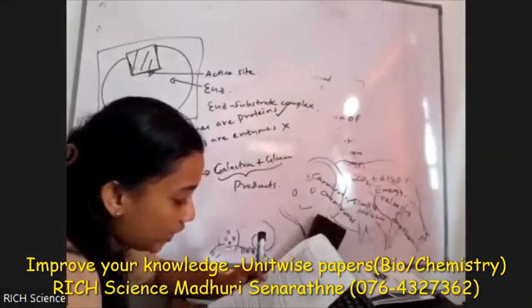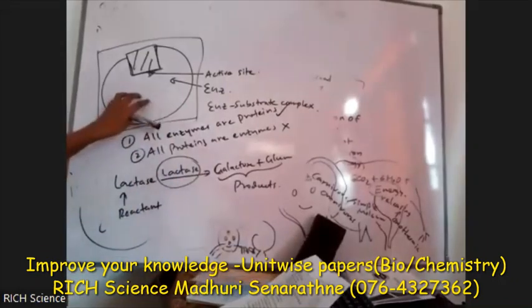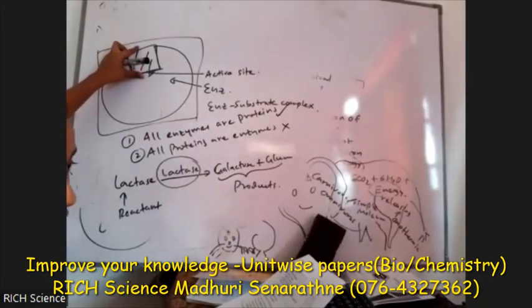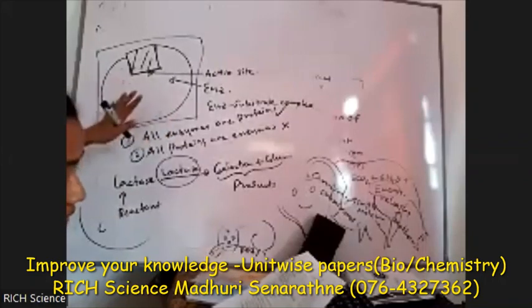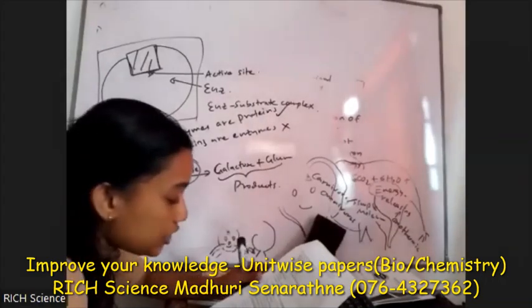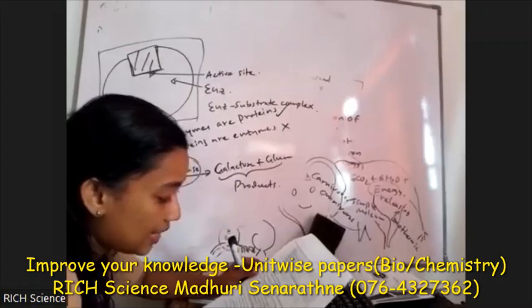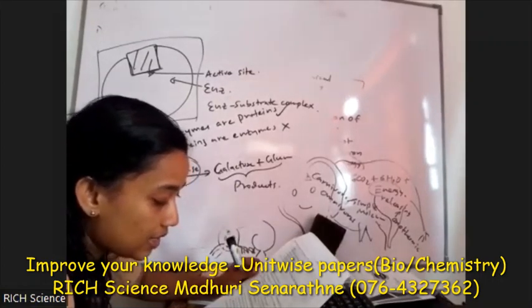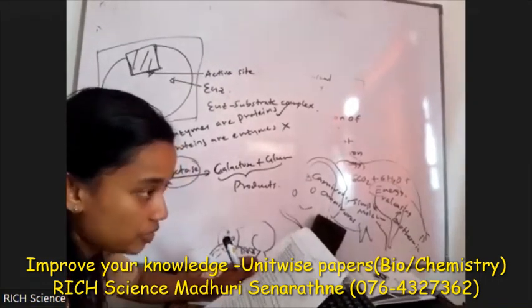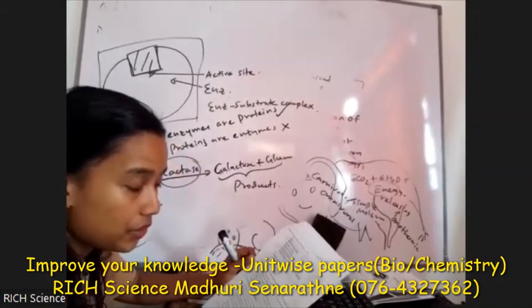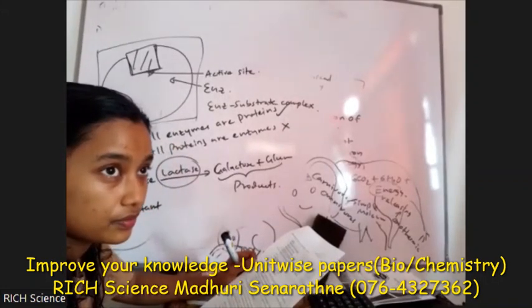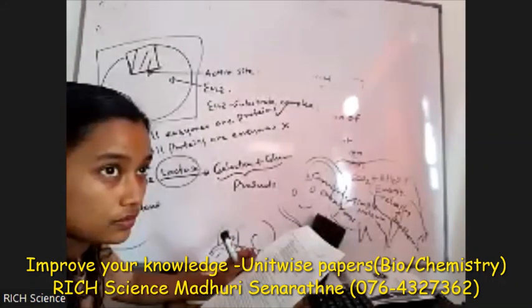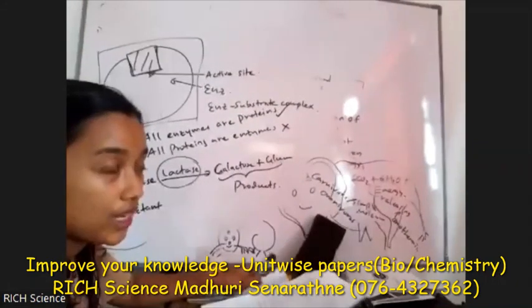Active site is located at the enzyme, enzyme or substrate? Active site is located at the enzyme. Correct. Induced fit mechanism says that the shape of the active site is equal to the shape of the substrate molecule. Correct or no? Wrong. Just wrong. Why?